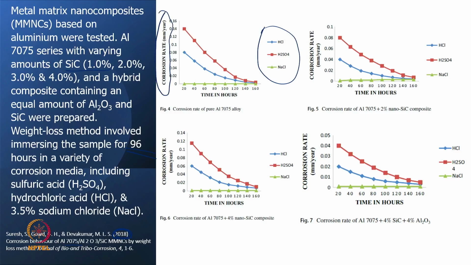And you can see here that the red color is sulfuric acid in all 4 figures. So, 1, 2, 3, 4, in all 4 figures the sulfuric acid is causing more and more damage compared to the HCl. HCl comes at number 2. And the NaCl, the salt solution, is not really affecting at all in this case.